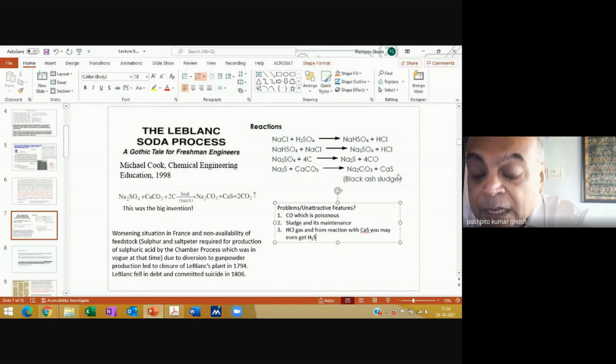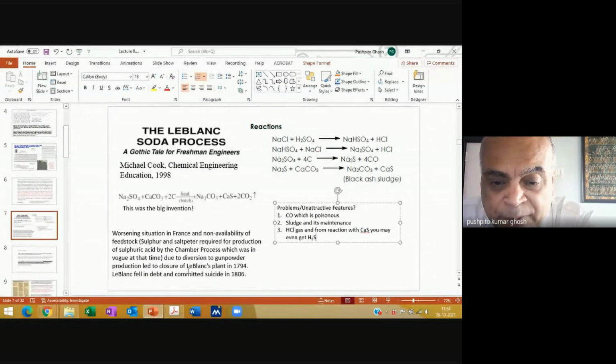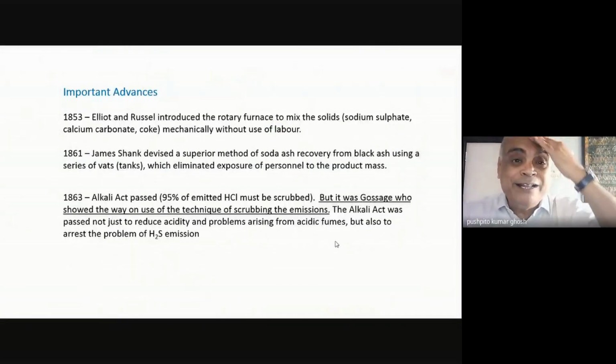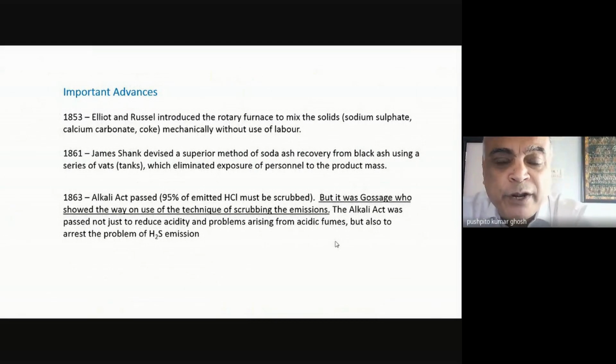Yes, what you're talking about are all the things that subsequently happened after Leblanc committed suicide. So Leblanc did not live to see all the subsequent improvements which were made to the Leblanc process. Is it clear? Yes, sir. Now let us see. So what were the important advances?